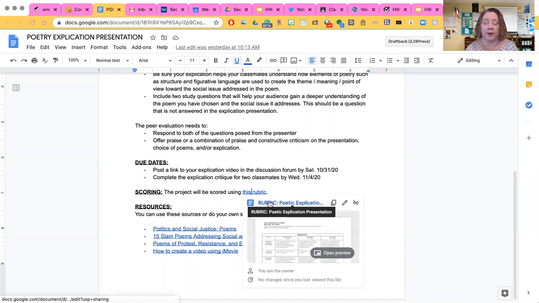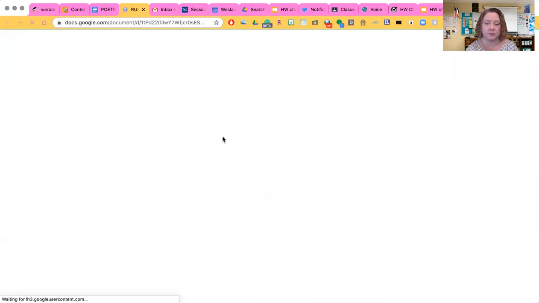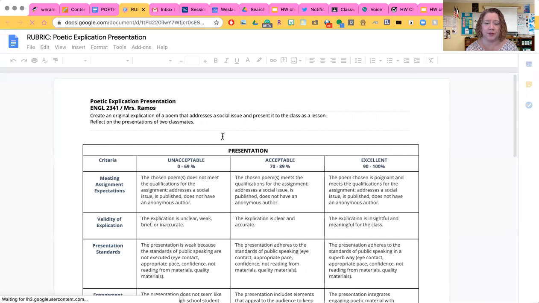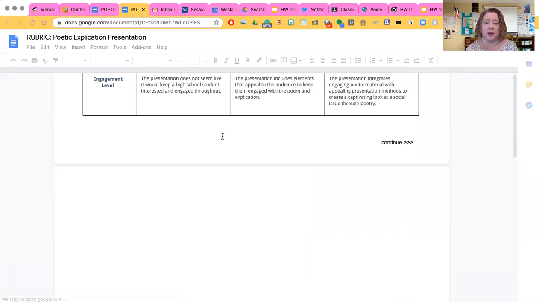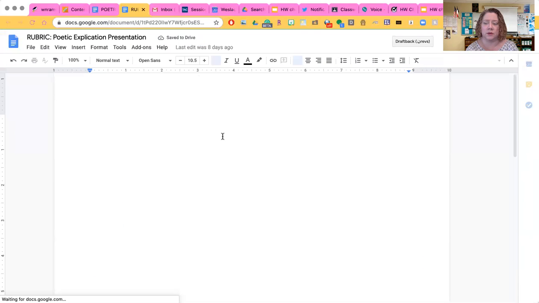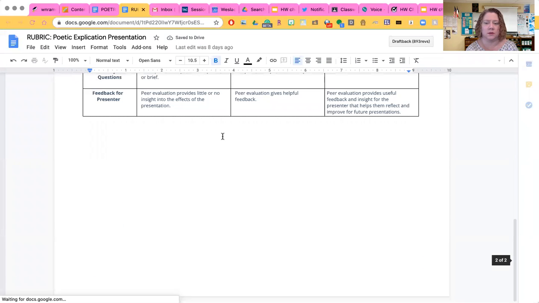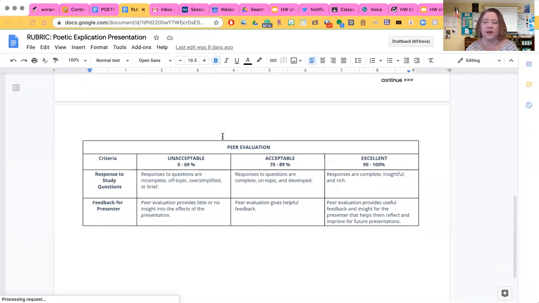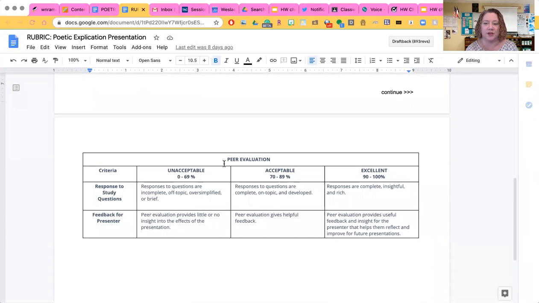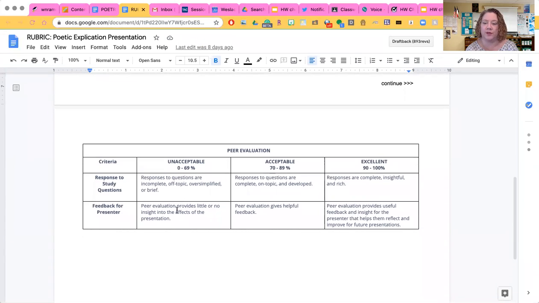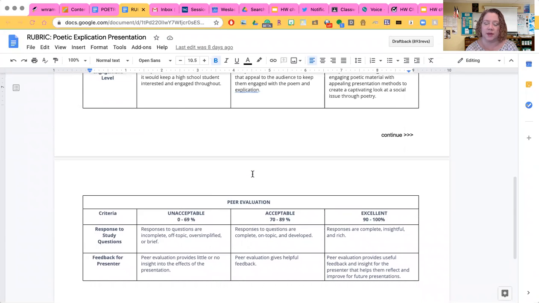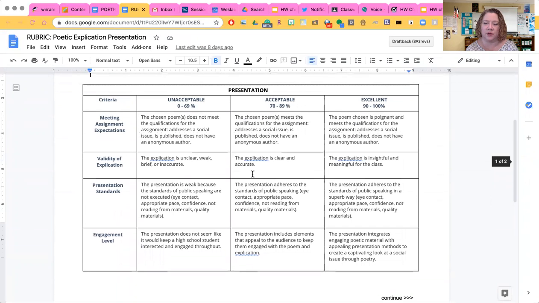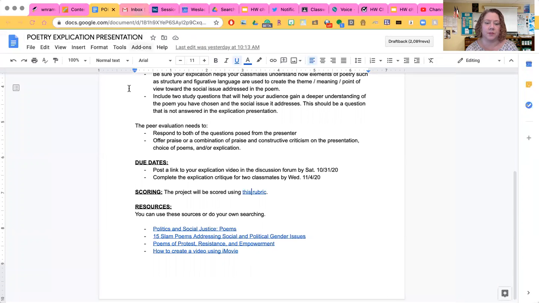There's a scoring rubric already set up for both parts of this assignment. The first part is the presentation, and then the peer evaluation is down here. So there's a rubric for each part of the assignment, so you should look that over. Obviously, you want to be over here in the excellent category, do all of those things.